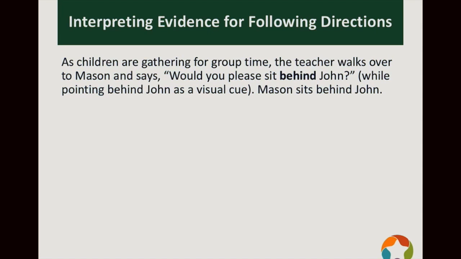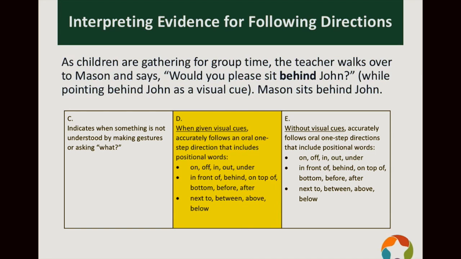Let's do a couple for following directions. As children are gathering for group time, the teacher walks over to Mason and says, "Would you please sit behind John?" while pointing behind John as a visual cue. Then Mason sits behind John. What is the skill that Mason is demonstrating? Where is that along the progression? Skill step D. He was given a visual cue, and there's a positional word behind.